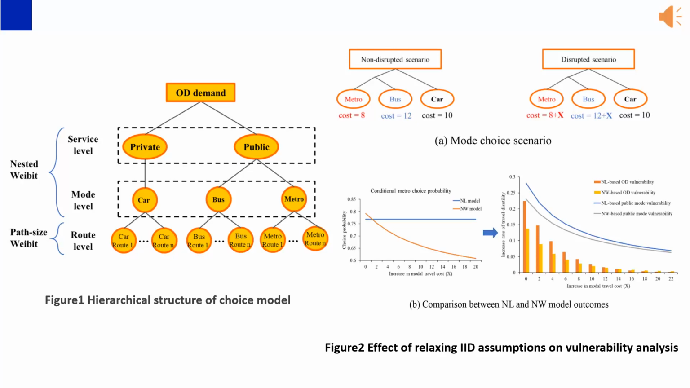In the trimodal network shown in Figure 2a, the disruption is assumed to cause an increase in the travel costs of transit modes, as can be seen from the left panel of Figure 2b. The NW model further considers the mode heterogeneity and allows the sensitivity to service quality to vary even among modes belonging to the same service type. Due to the unadjusted conditional mode choice probability, the NL model tends to underestimate the change in accessibility of the previously inferior mode, and thus overestimate vulnerability at both the OD and the service level.